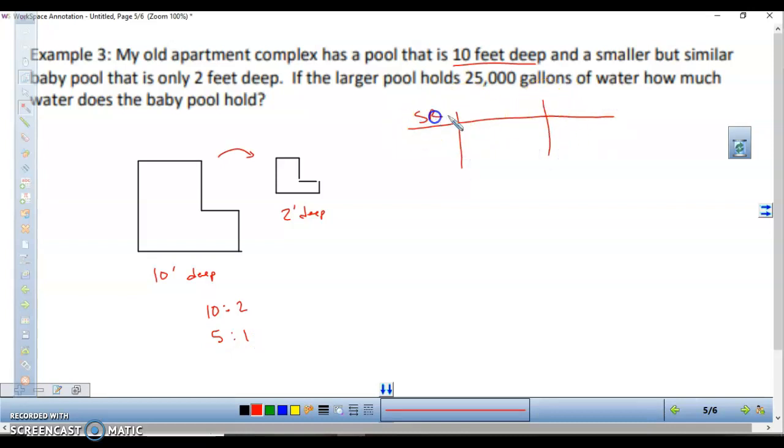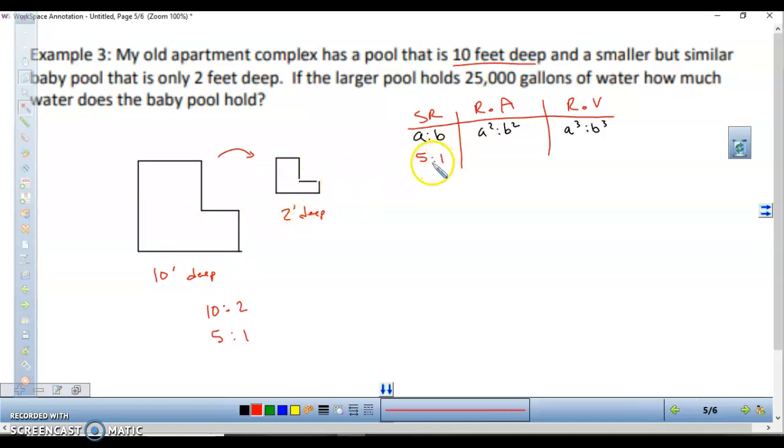This is similarity ratio, ratio of areas, ratio of volumes. And remember, in the original table, this is a to b, a squared to b squared, a cubed to b cubed. Well, what do I know? These are linear dimensions, so this is my similarity ratio. What this tells me is that every linear measurement in this pool is 5 times as much as the linear measurements in this pool. That's linear measurements.